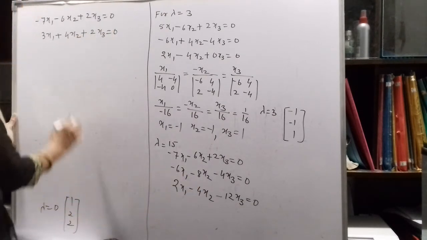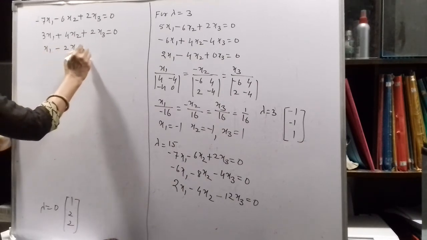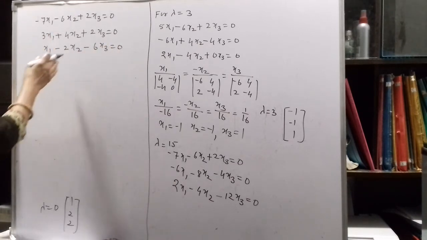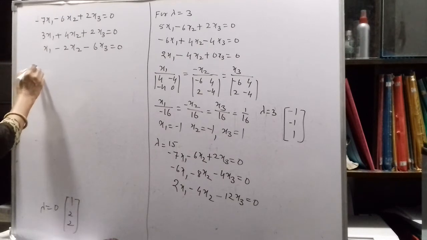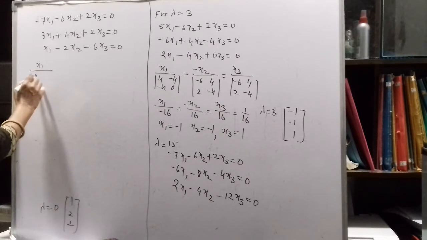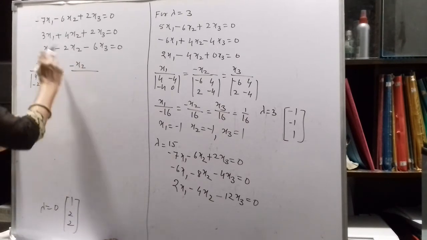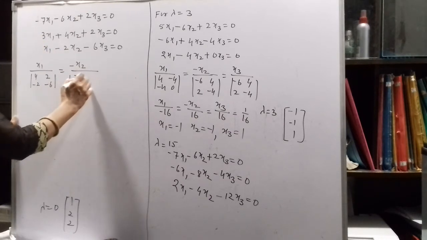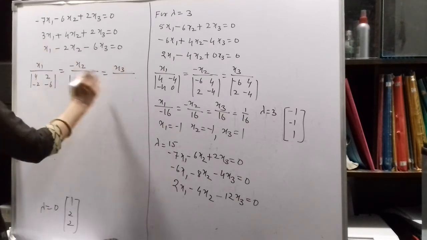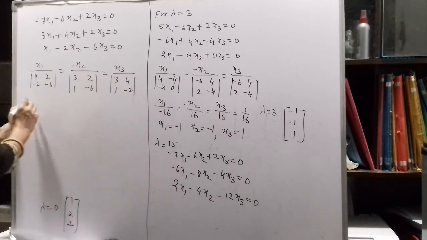This also we can divide by 2, so x1 minus 2x2 minus 6x3 is equal to 0. Again the equations are different, so we have to simplify the last two equations. So we get x1 upon determinant of 4 minus 2, 2 minus 6, is equal to minus x2 upon 3 1, 2 minus 6, is equal to x3 upon 3 1, 4 minus 2.